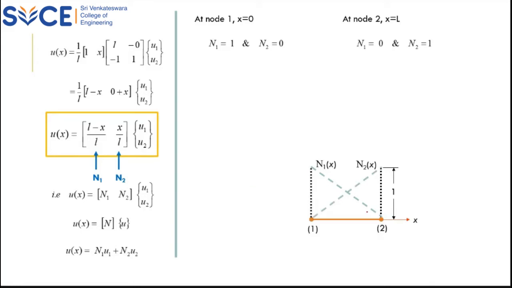This is the main property of your shape function: it has value 1 at its respective node and 0 at the other nodes.